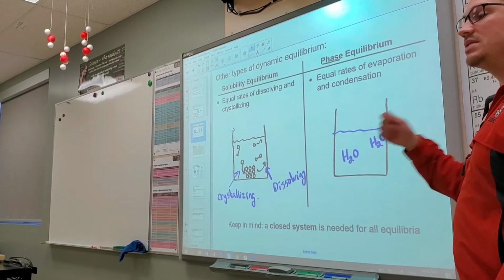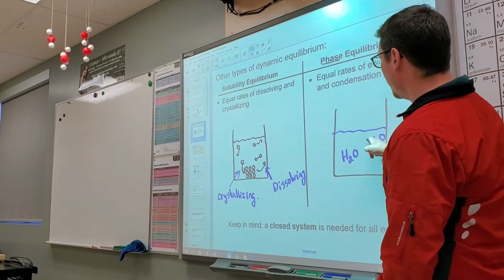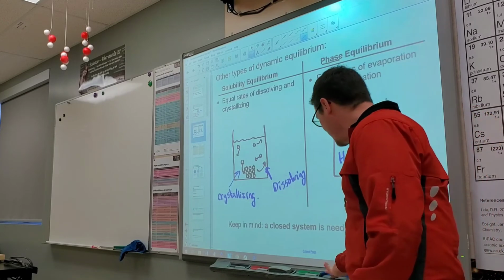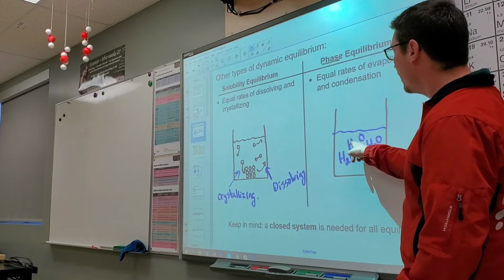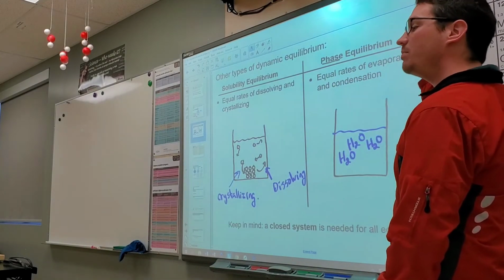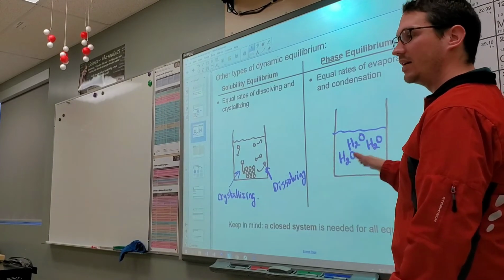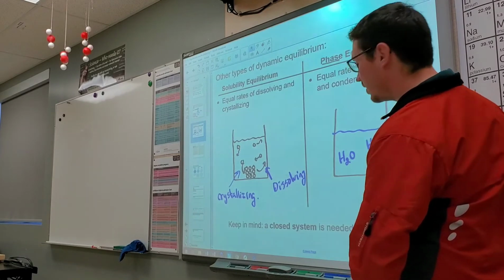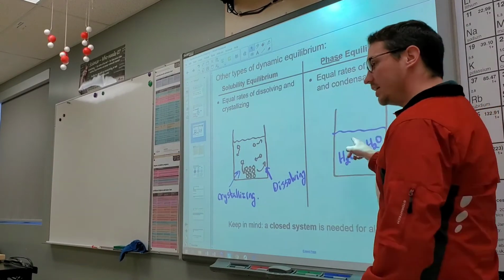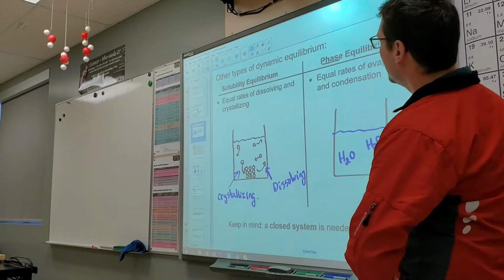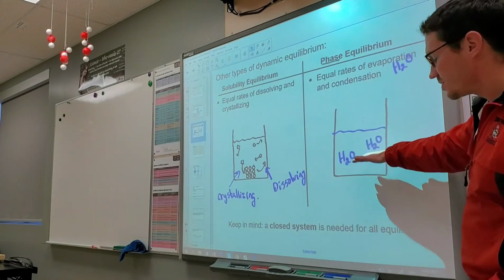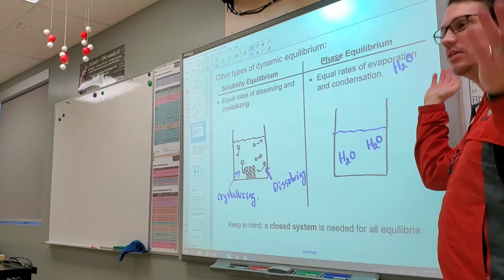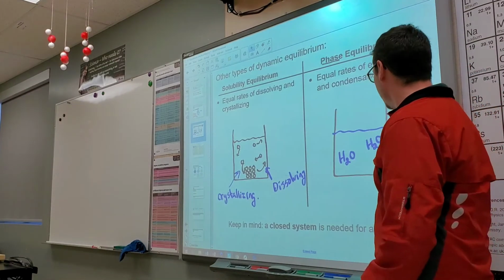Now, the molecules that have more kinetic energy have enough energy to escape the attractive forces of their partner water molecules. So this one can leave. And then slowly over time, that one can leave, and that one can leave, and that one can leave. And eventually, the water level is going to get so low that there's just no water left in here. Eventually, if you gave it months or years.